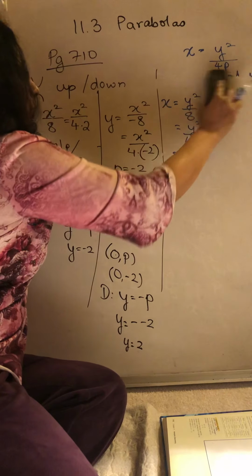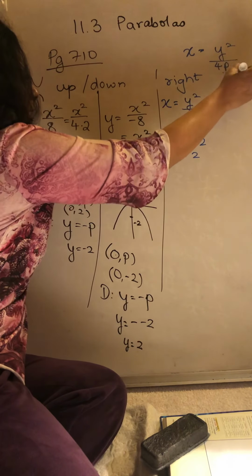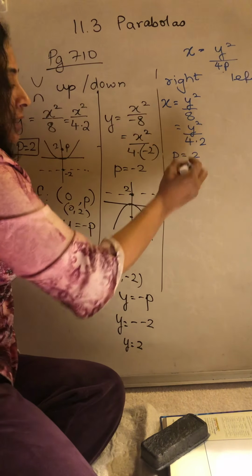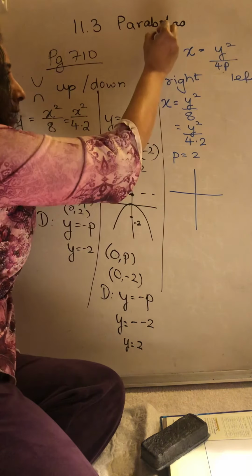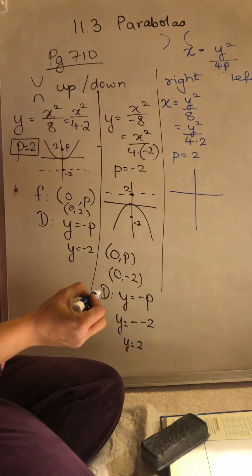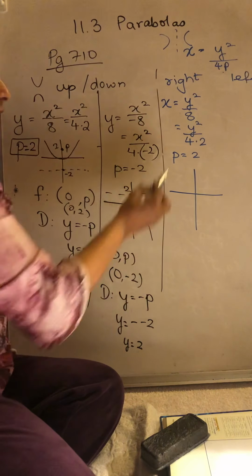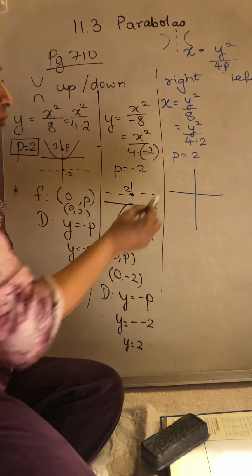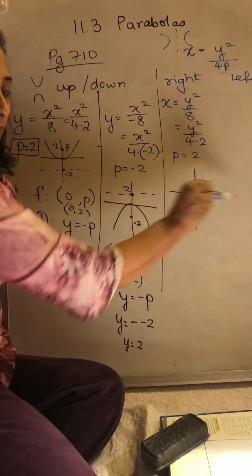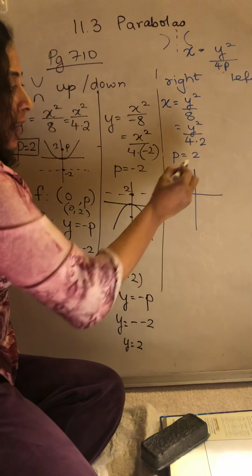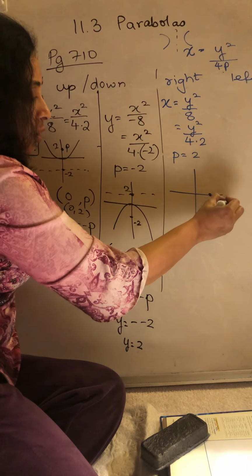So let me write it properly. Right and left. So p is 2, which means on my graph, since this is opening left or right, you should always know the symmetry. This is symmetrical on the x-axis, which means where is the focus? It's going to be like this or like this. So this focus is going to be on the x-axis. So what is this point? It is going to be 2, 0.